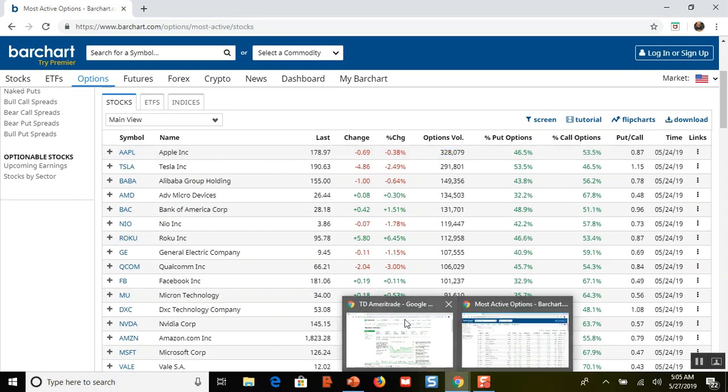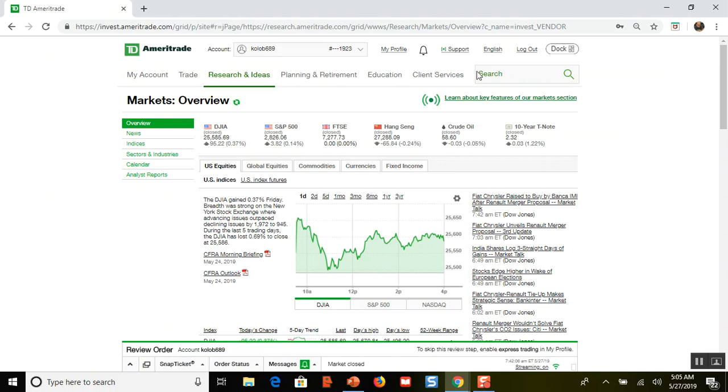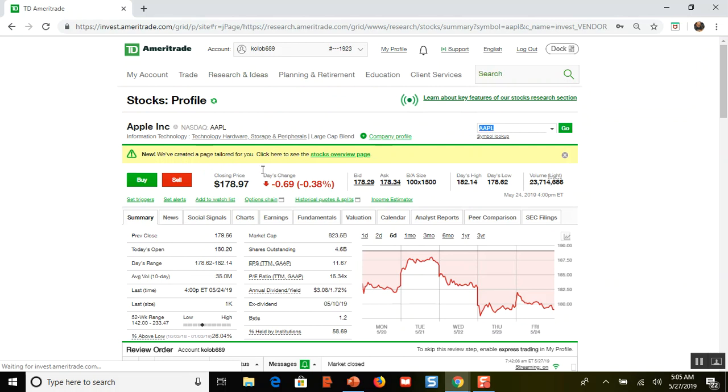And so let's go back to the platform. You should have a platform with an online broker, E-Trade, Ameritrade, Interactive Brokers, or one of them. And let's go ahead and look at Apple. So let's bring up Apple. And the first thing you're going to do is you're going to buy 100 shares of this stock. Or if you want, you could buy 200 shares or 300 shares as long as it's in multiples of 100 shares. And so let's go ahead and do that.